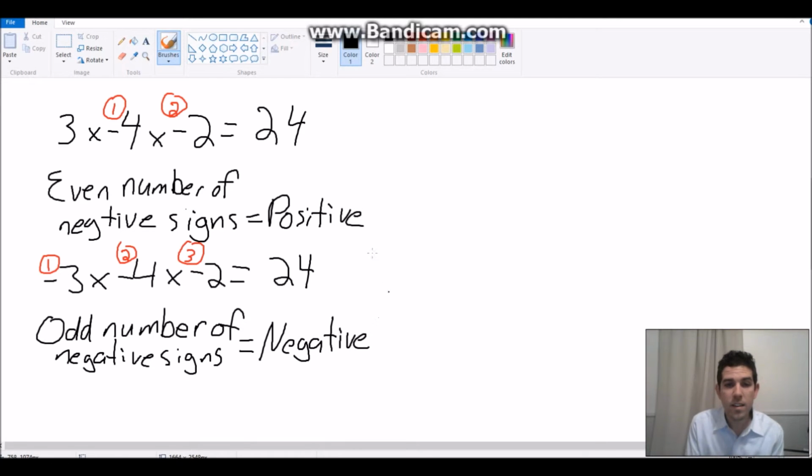And that's it. Do the math like normal and just count the signs. All we're doing here is counting negative signs. An even number of negative signs gives us a positive answer. An odd number of negative signs gives us a negative answer. Almost forgot the negative. This should be a negative 24 because it has an odd number of negative signs. It's that easy. Well, that's it, and I'll see you in class.